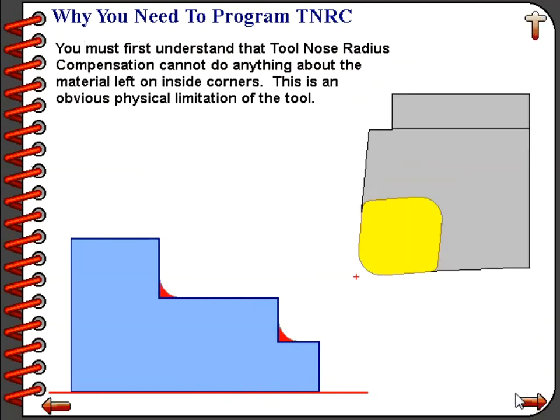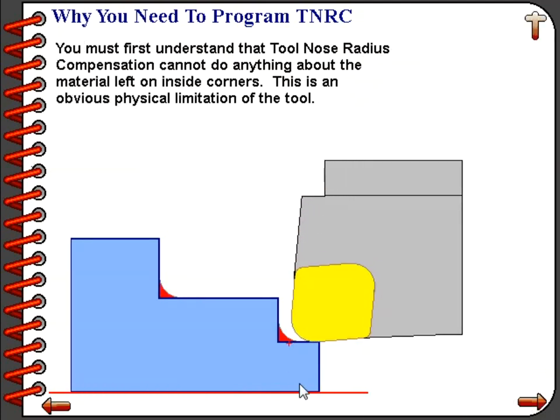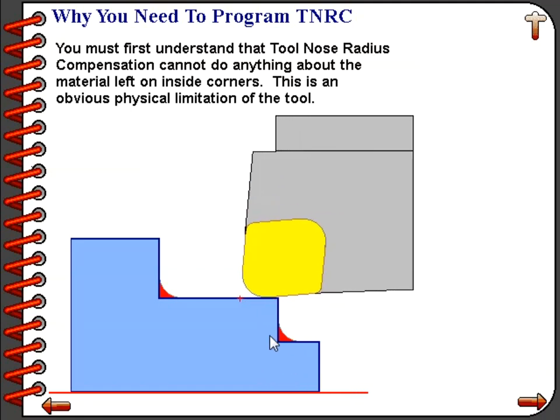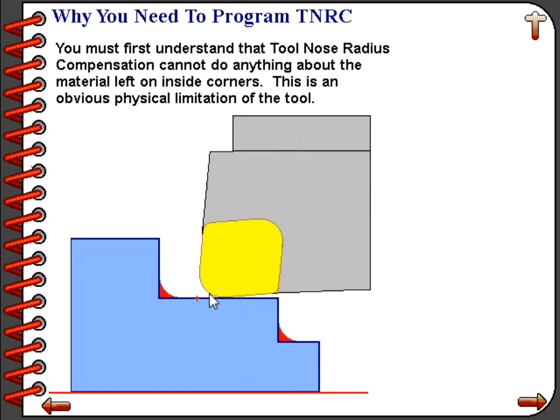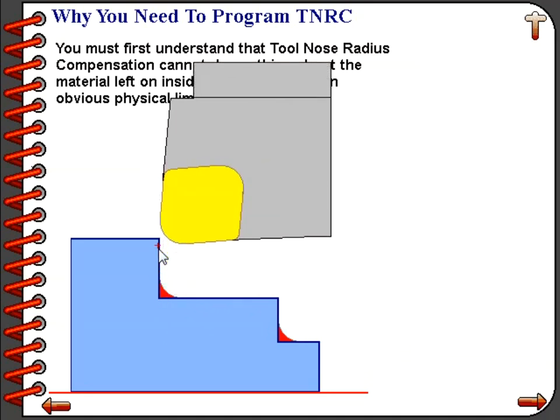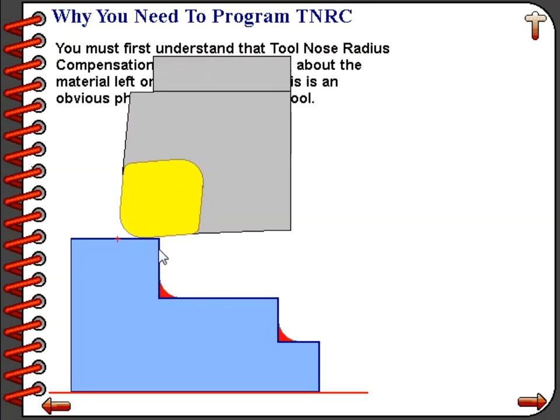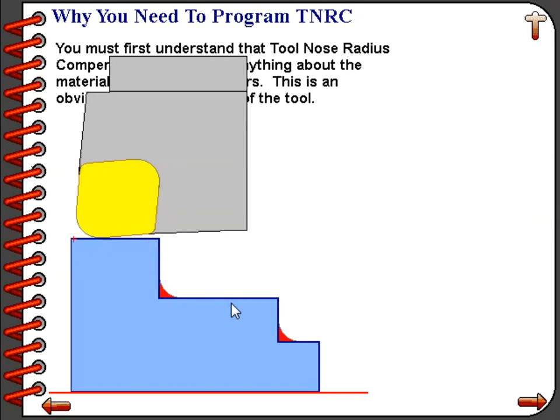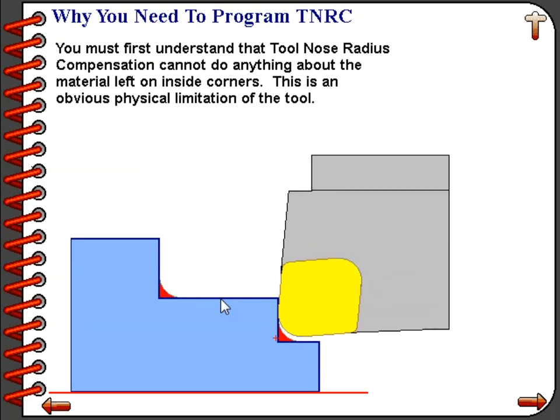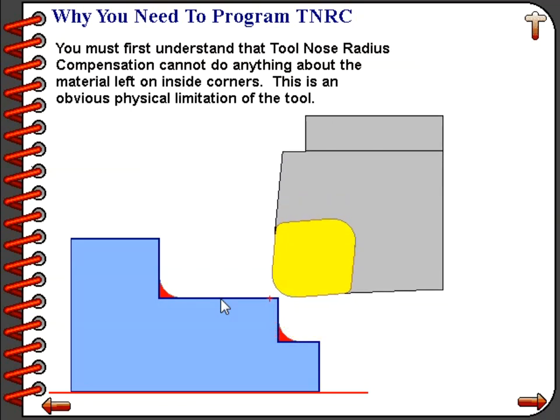As you watch this animation again, we have highlighted the area on the workpiece that is not being cut by the radius of the insert. Now, you must understand, tool nose radius compensation cannot cure this problem. This is strictly a limitation of the tool, the physical capability of that tool to cut an inside radius.